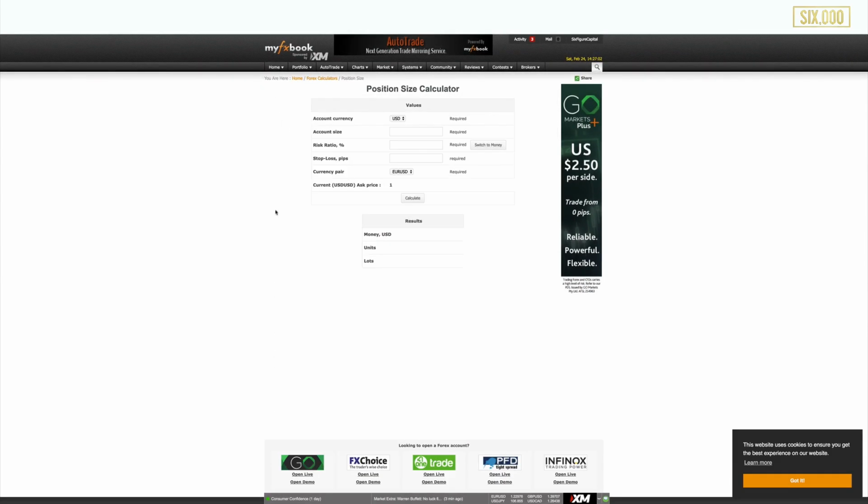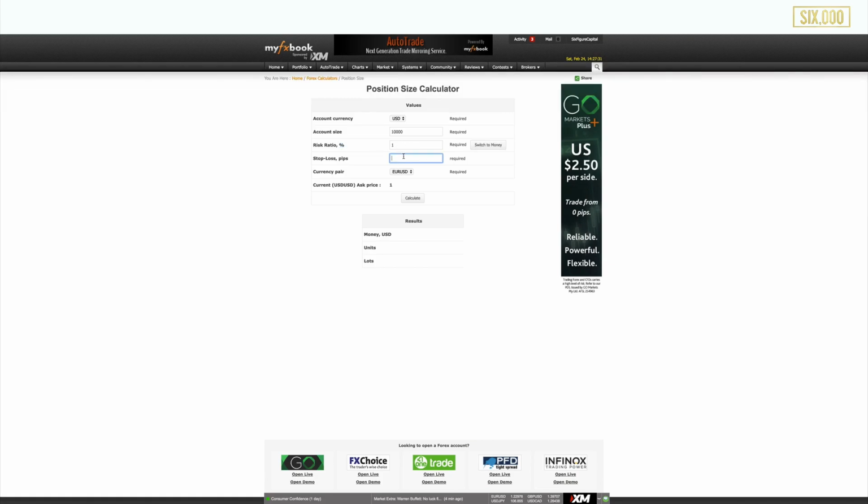Now the next calculator is a position size calculator. This is the one I would use personally. I've not used it in a while just simply because my broker offers these calculators built in on the website. Now I will use this if that's not available. What we do is enter our account size. Let's assume it's $10,000. We are risking 1%. So we have risk ratio and percentage, which is 1%.